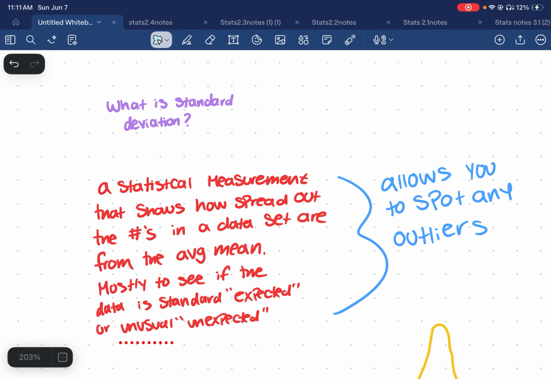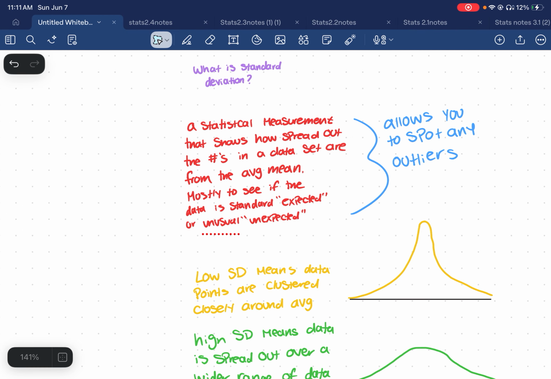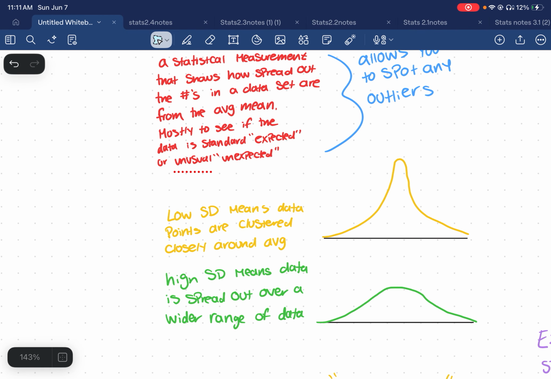So in the first video, I taught everyone what the mean is and then how to find the mean. And now I will be talking about the standard deviation. So the standard deviation is a statistical measurement that shows how spread out the numbers in a data set are from the average mean, mostly to see if the data is standard, expected, or unusual, unexpected. So finding the standard deviation allows you to spot any outliers that might affect your data and can be used to see what the data means.